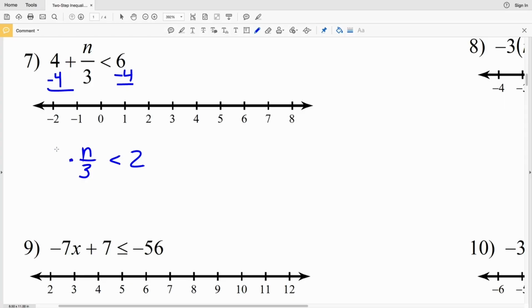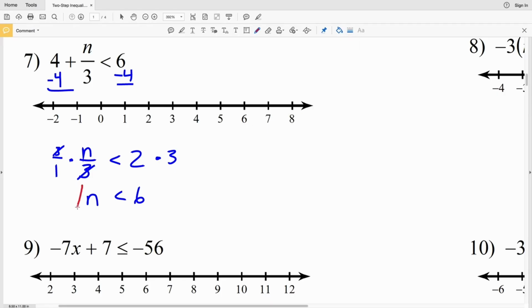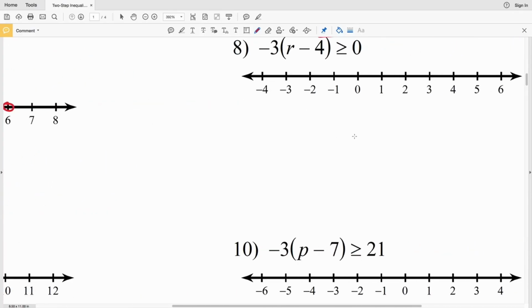The next step we'll do is multiply by 3 over 1, which is the whole number 3, in order to isolate that n all by itself. So we'll have n is less than 6, and that's the answer for the inequality in number 7. Now all that's left is to graph it. We're going to circle the 6, but we're not going to fill in that circle, and we're going to shade in everything to the left, since n is less than 6.